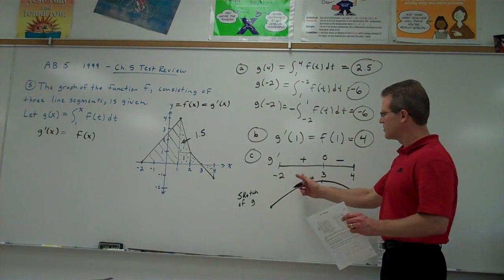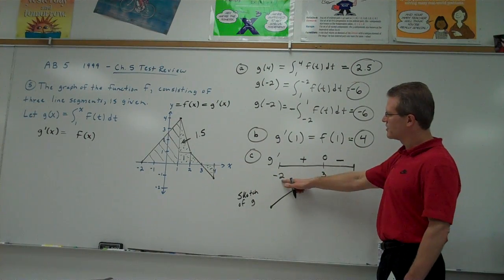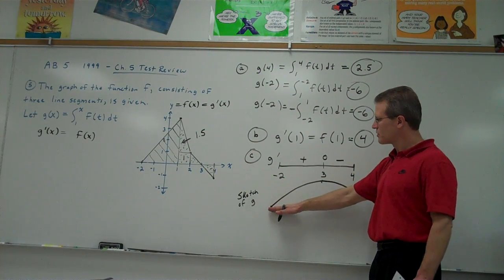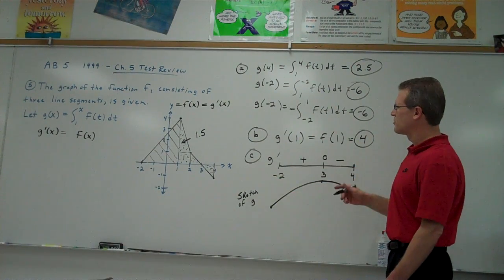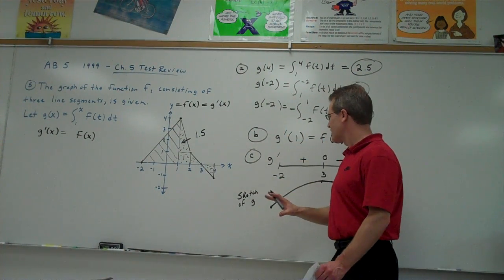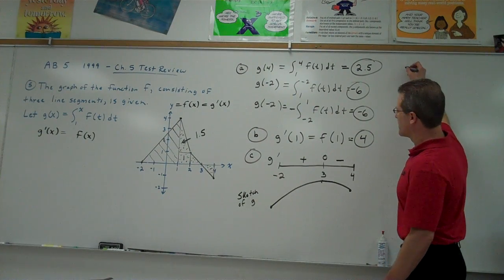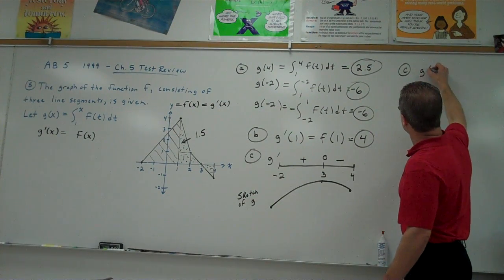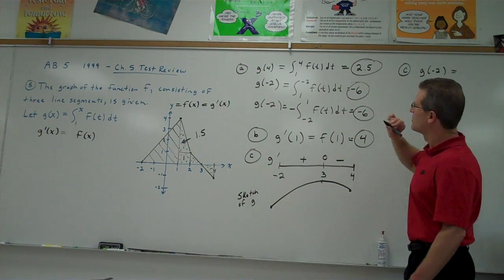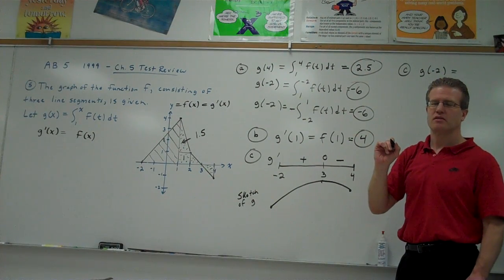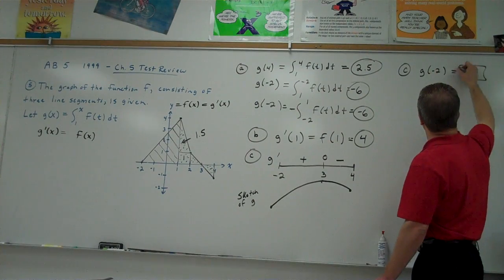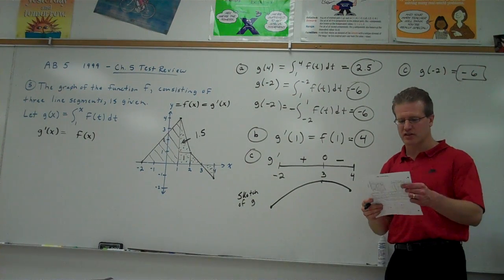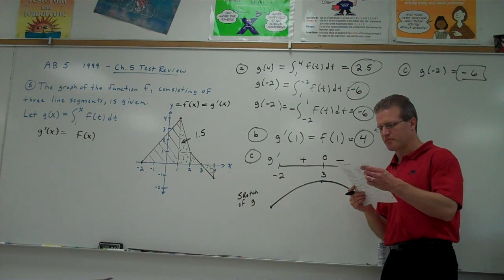So what we really have to do to get the actual minimum is find g of -2. What would the y coordinate be, in other words, when you're at -2? Not the y coordinate on this graph, but the y coordinate on the g graph. So I'm going to find, this is for part C still, g of -2. Do we already know that? Yeah, we do. -6, isn't it? So -6 is the absolute minimum.